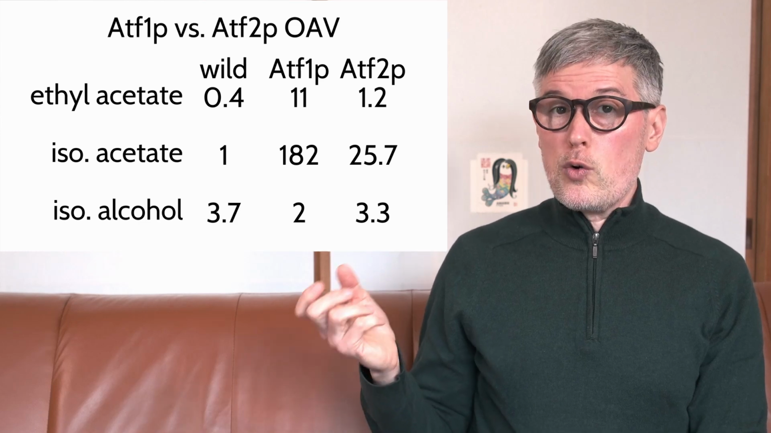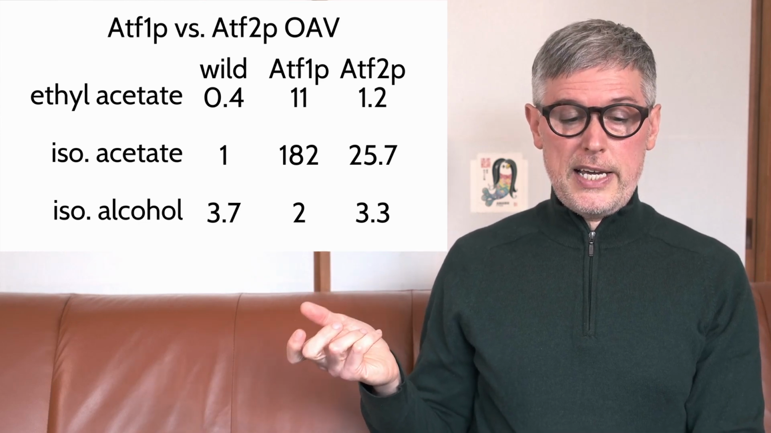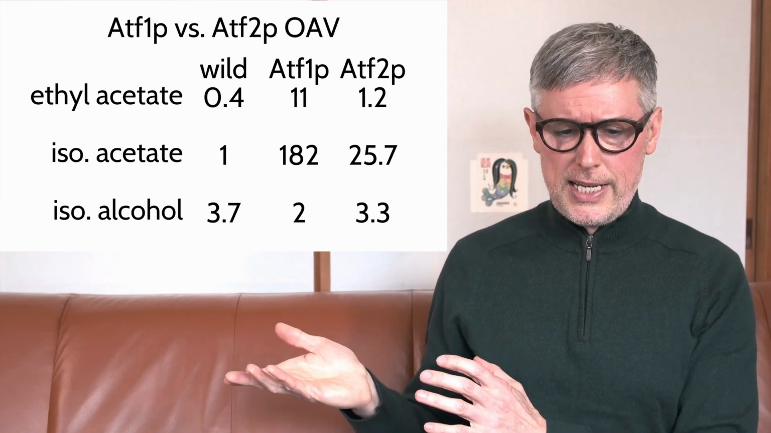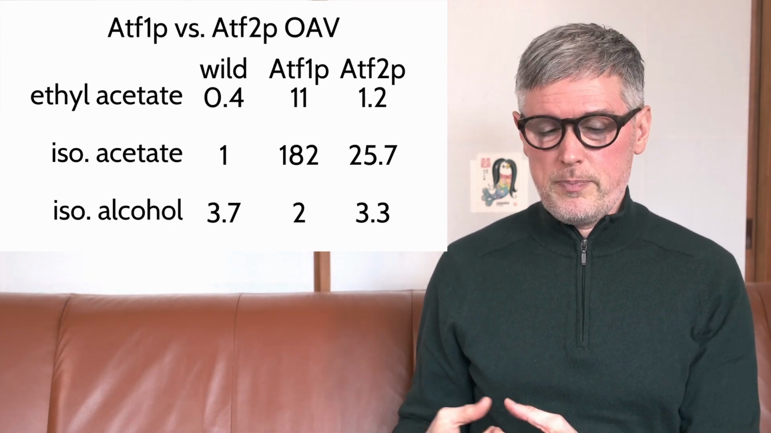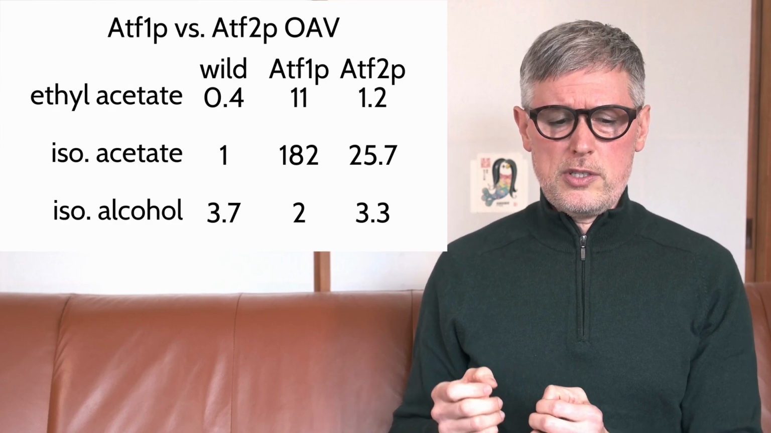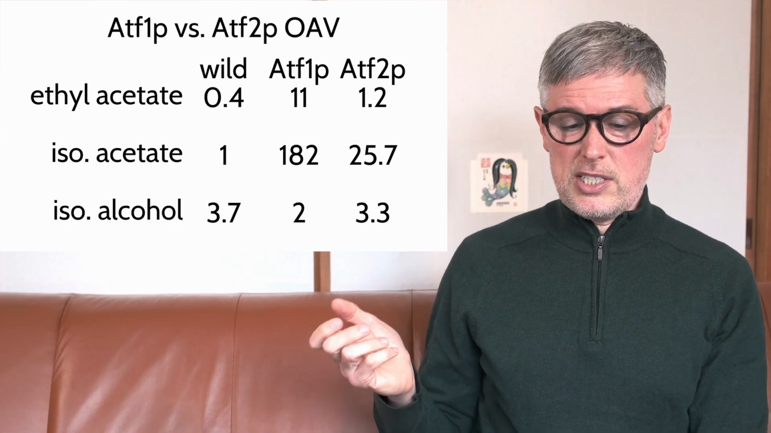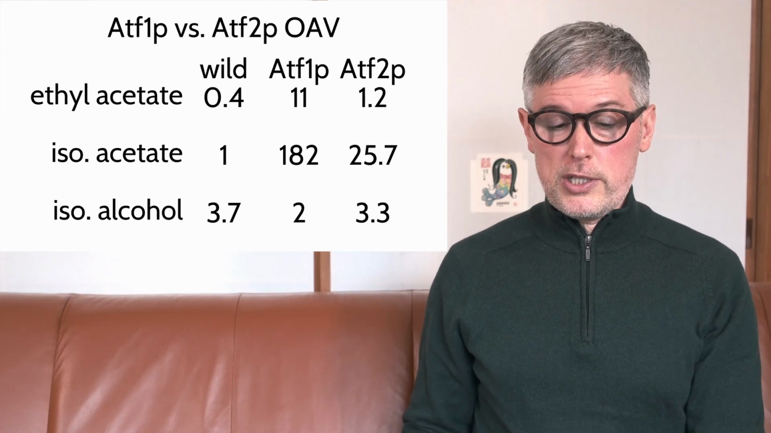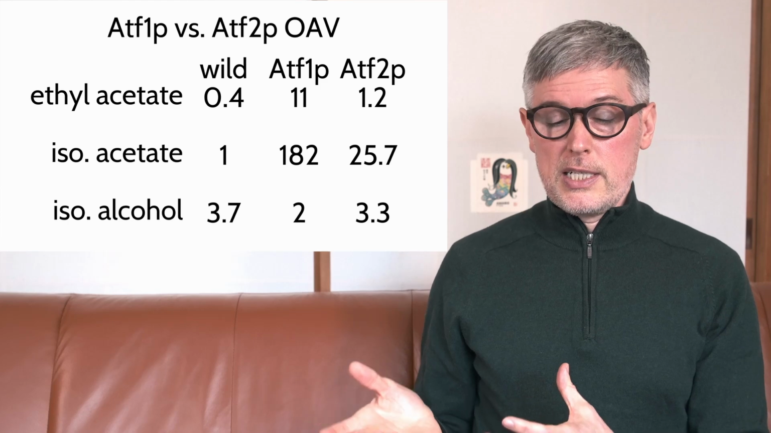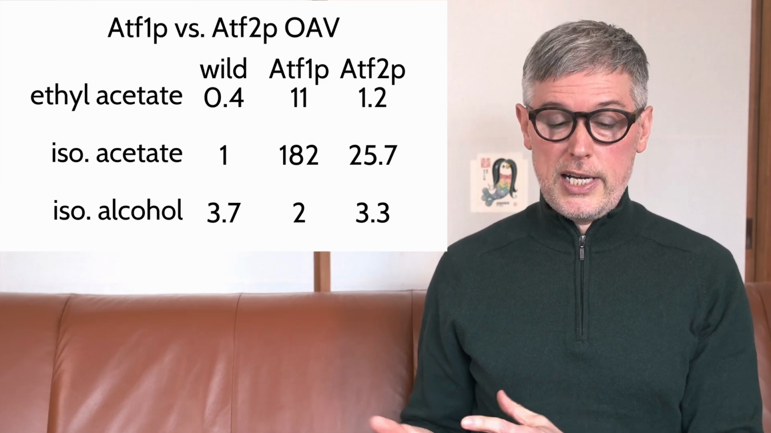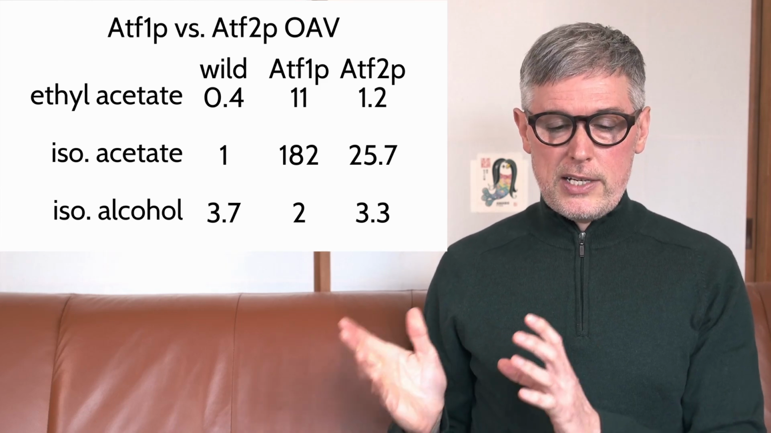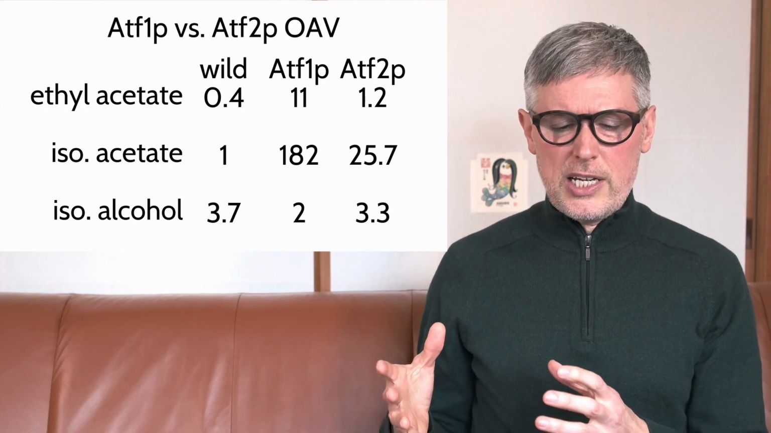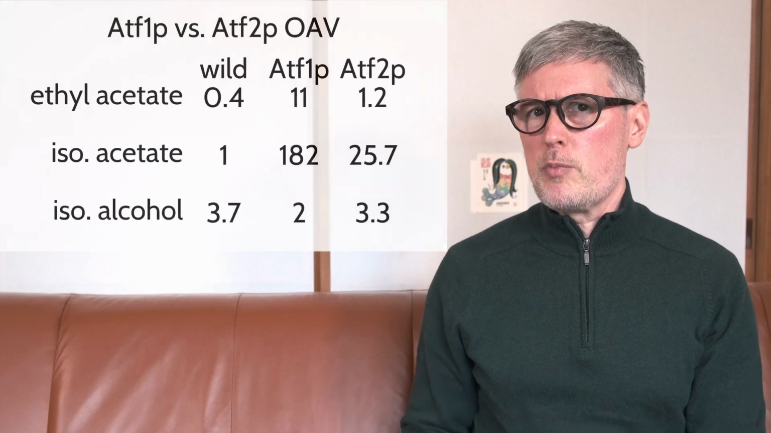We can see that overexpression of ATF1P produces a huge amount of isoamyl acetate relative to the alcohol, but also large amounts of ethyl acetate, which is considered a definite fault at this amount. Overexpression of ATF2P doesn't yield nearly as much isoamyl acetate, but the ester-alcohol ratio is still greatly improved, and we're not getting quite as much ethyl acetate in the bargain.